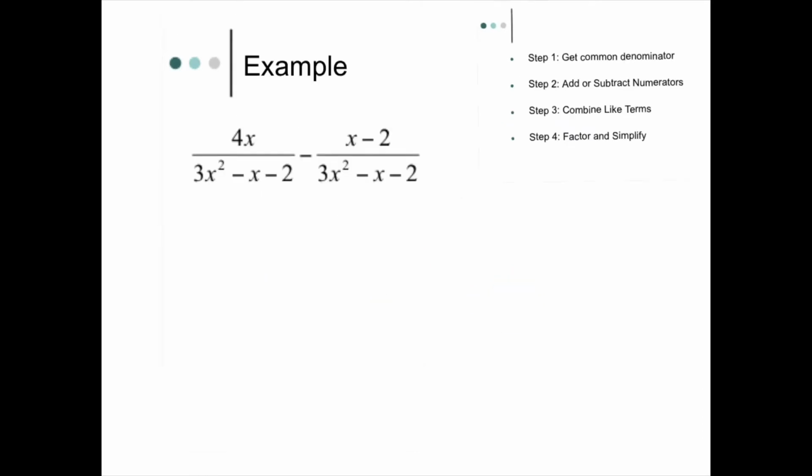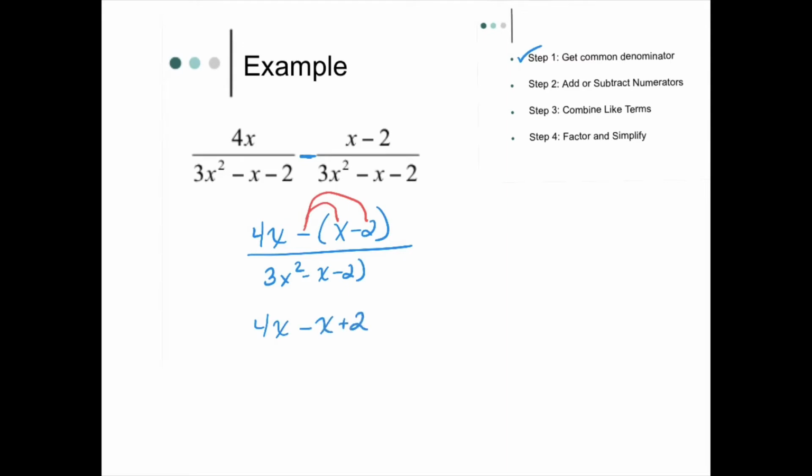Here's another example. Again, we already have our common denominator, so we're going to add or subtract our numerators. Now in this case, we have a negative here. So our numerator is going to be 4x minus the quantity x minus 2. Now it's really important to keep those in parentheses right now. And the reason is because this negative needs to distribute to each of these. So this becomes 4x minus x plus 2 over 3x squared minus x minus 2. Do you see how this distributed to this x and made this negative 2 into a positive 2?